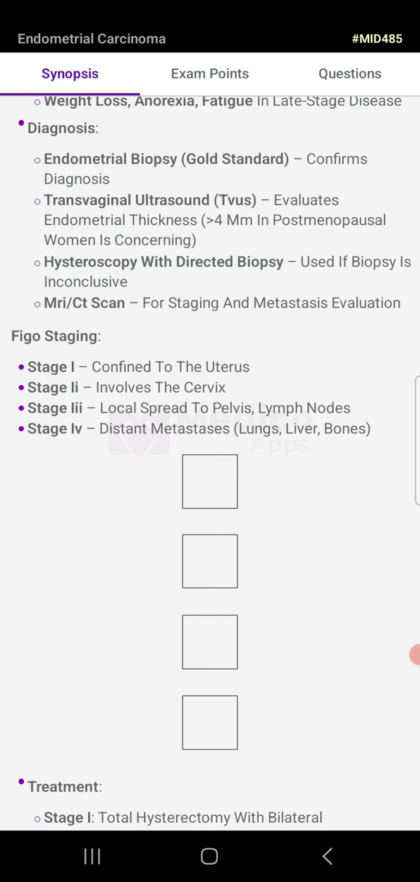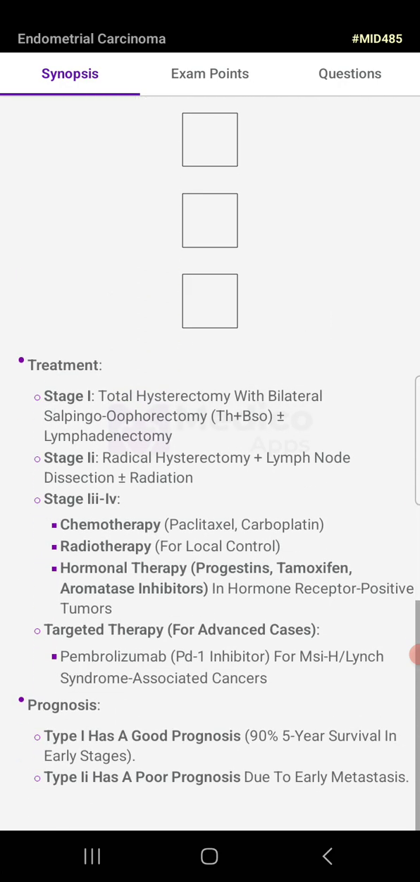FIGO staging. Stage 1: confined to the uterus. Stage 2: involves the cervix. Stage 3: local spread to the pelvis, lymph nodes. Stage 4: distant metastasis to the lungs, liver and bone.